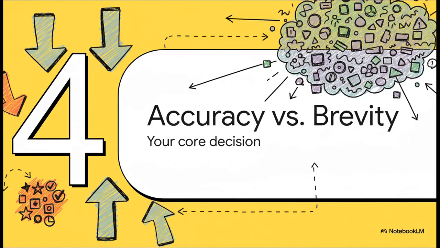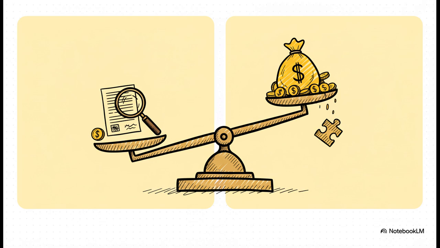This brings us to what is honestly the most important strategic decision you're gonna have to make. You're always balancing this fundamental trade-off. Do you need perfect, complete accuracy, or do you want maximum brevity to save the most money? Let's just break that down a bit.